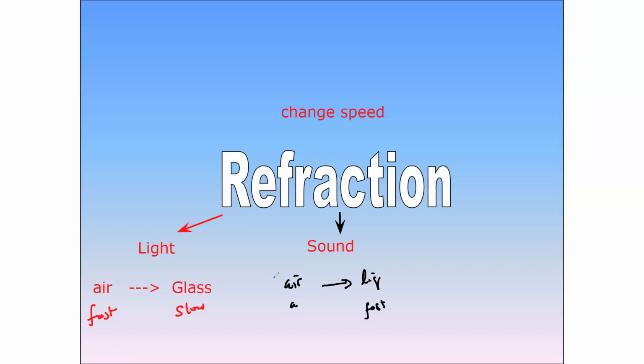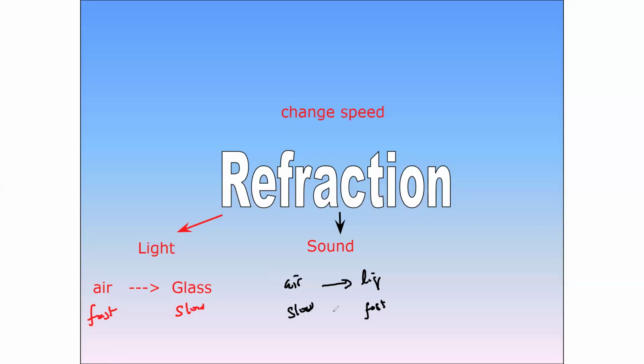If you recall the speed of sound, sound travels fastest in solid, where the speed is about 5,000 to 6,000 meters per second. In liquid, it's in the range of 1,500. And in gas or air, it's about 330 or 340. So the sound travels slower in air and faster in liquid.